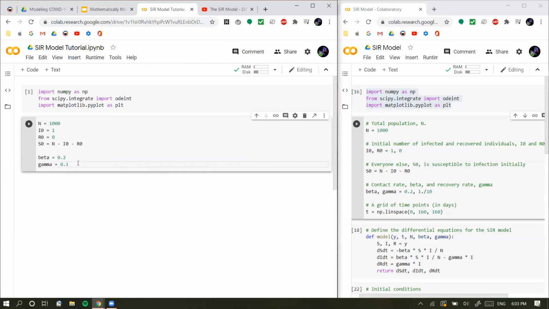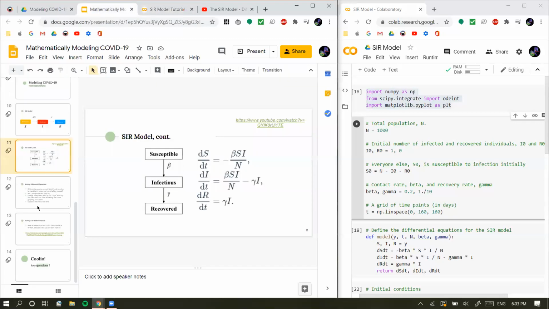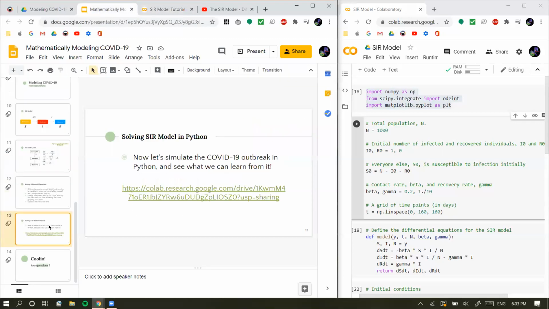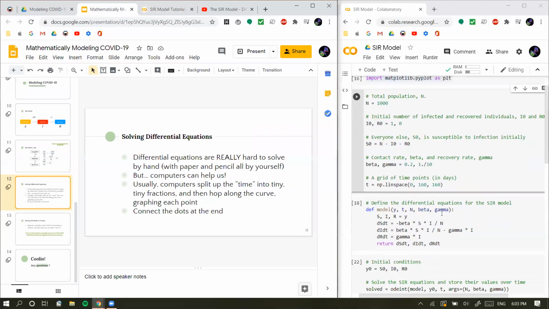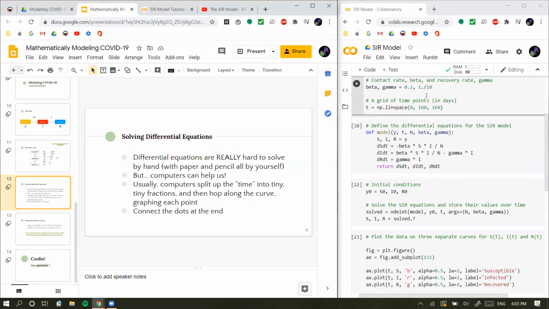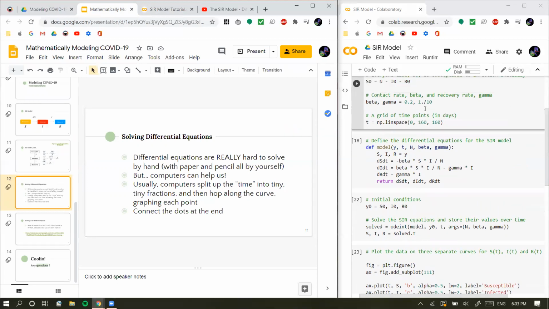Beta is 0.2, gamma is 0.1. And the final thing is, if you remember earlier, I talked about how computers split time into tiny, tiny steps. In this case, we have 160 days that we're going to model this COVID-19 infection, and we're going to split that up day by day. So the computer is just going to look at the number of people in each population each day instead of infinitely small time periods, you know?